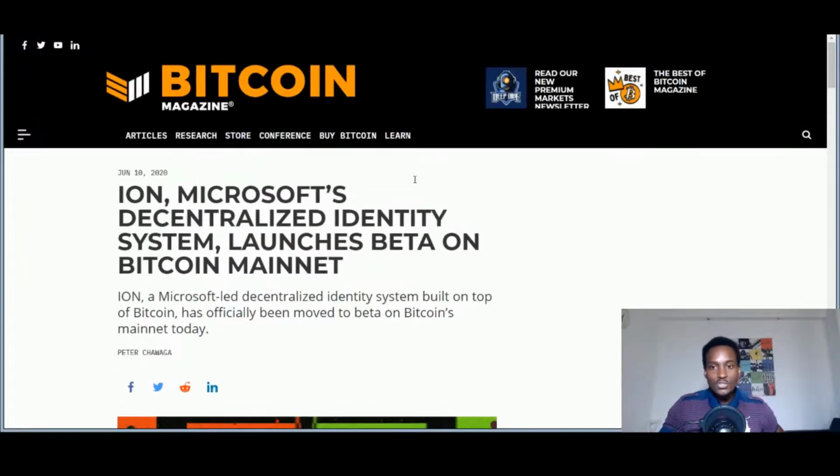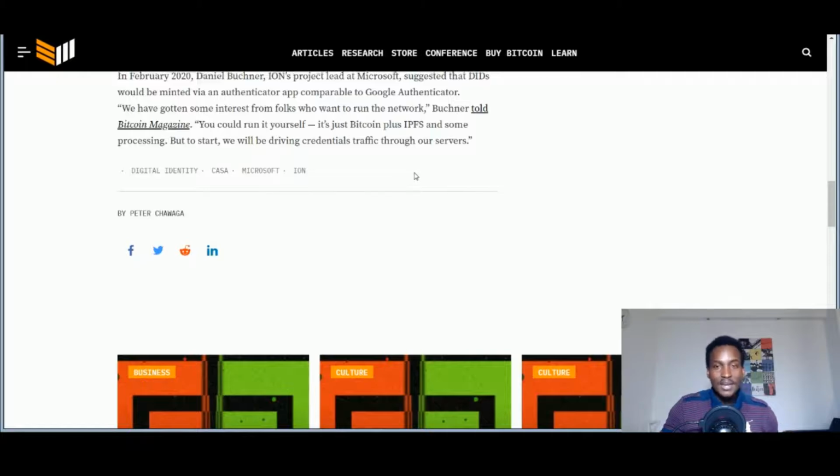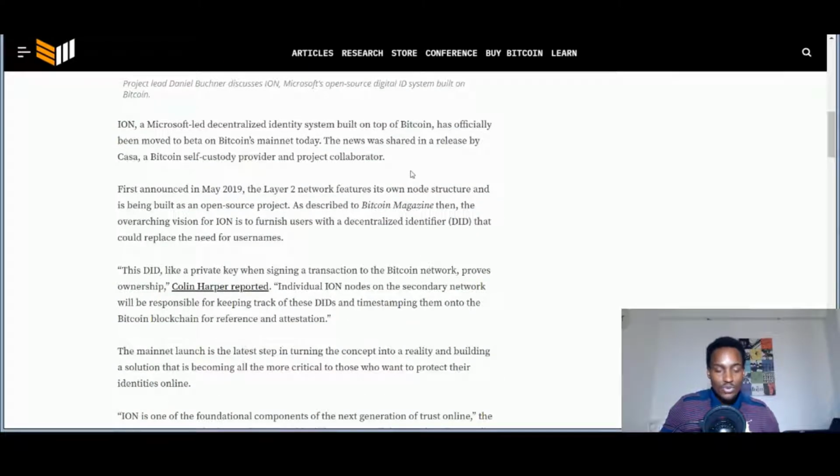Guys, I'm not going to read this whole article. I think you get the whole idea. I think they're being created as a second layer. First announced in May 2019, the Layer 2 network features its own node. So this is a decentralized network. It means anyone can participate, anyone can spin off their own nodes and generate their own self-sovereign identities.